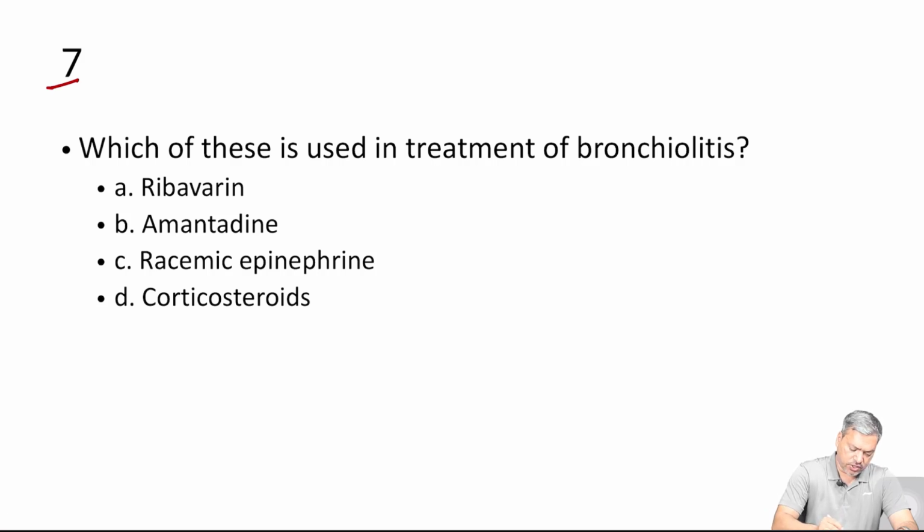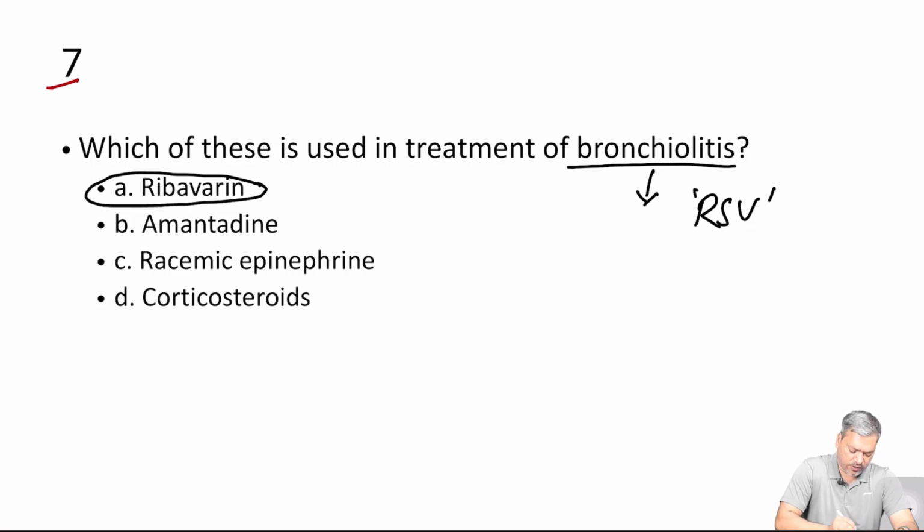Which of these is used in the treatment of bronchiolitis? Just now we talked a little bit about bronchiolitis, and now another question is asked here. Which of the following is used in the treatment of bronchiolitis? I just now told you the most common cause of bronchiolitis in infants is respiratory syncytial virus, RSV, and ribavirin is the drug which is used for the treatment of that.